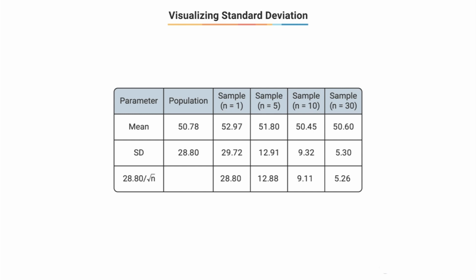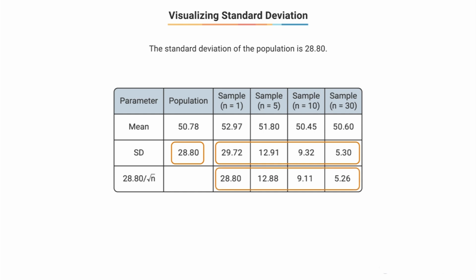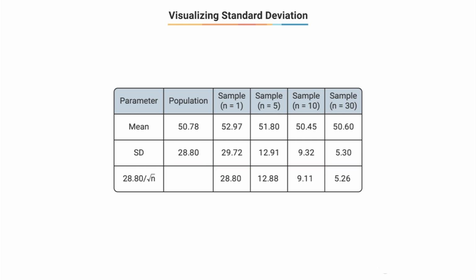What about the standard deviation of the sampling distribution? Compare the standard deviation value of the population, which is 28.80, with the standard deviation of the sampling distribution. The standard deviation of the sampling distribution approaches closer to the standard deviation of the population divided by the root of n. For example, the standard deviation of the sampling distribution for n equal to 30 is 5.3, which is closer to 28.8 upon root 30, which is equal to 5.26.